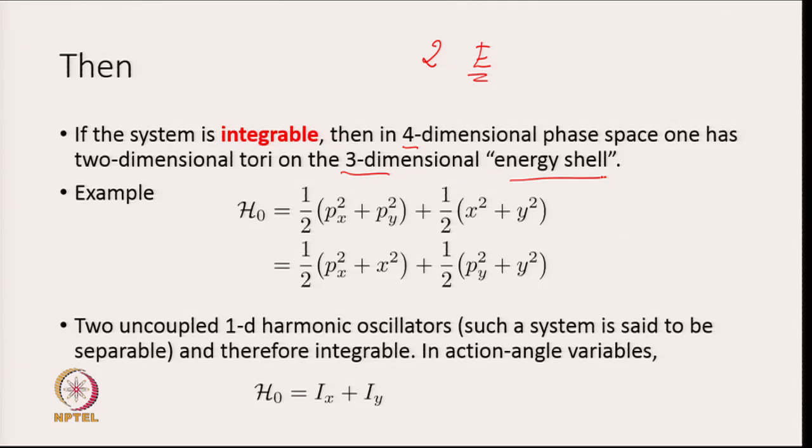A good example is given by a 2-degree of freedom harmonic oscillator. So I write down the Hamiltonian as a half (px squared plus py squared) plus a half (x squared plus y squared). And rearranging the terms, you note that this is written as a harmonic oscillator in the x variable and a harmonic oscillator in the y variable, which are uncoupled from each other and is separable. And because it is a separable system, it is also integrable. In action angle variables, you can easily show that in the action variables Ix and Iy, H0 just becomes the sum of Ix and Iy.